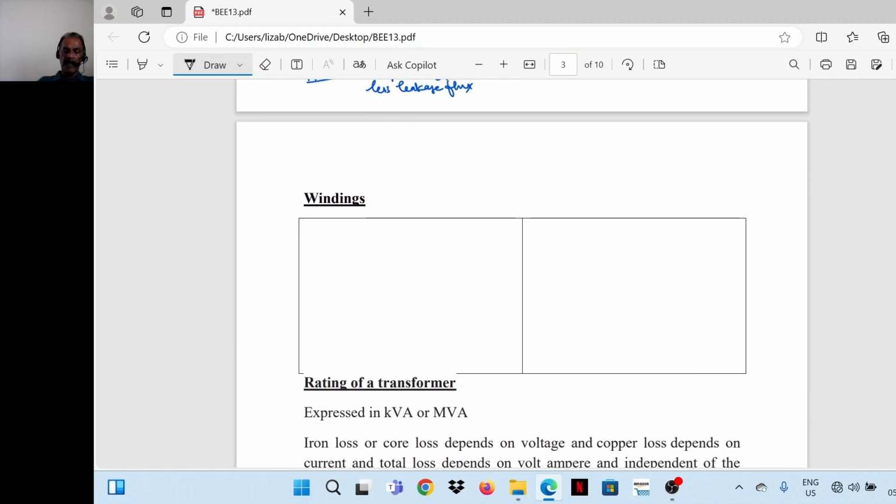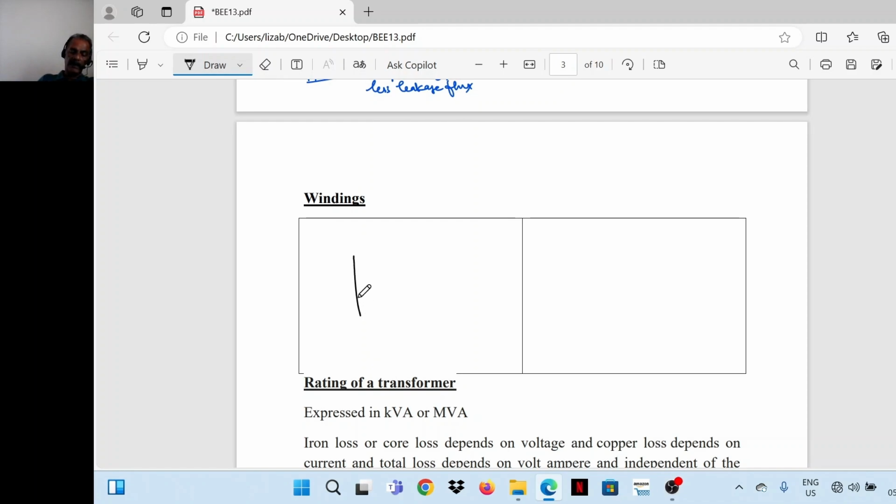Next is windings. Windings are made of copper. Windings are designed so that the low voltage winding is comparatively thicker because the current capacity will be more, and the high voltage winding is thinner, and the number of turns will be more because the voltage applied is more.